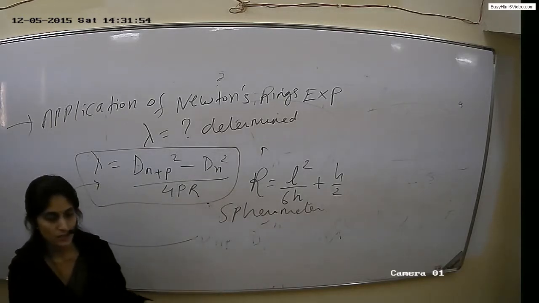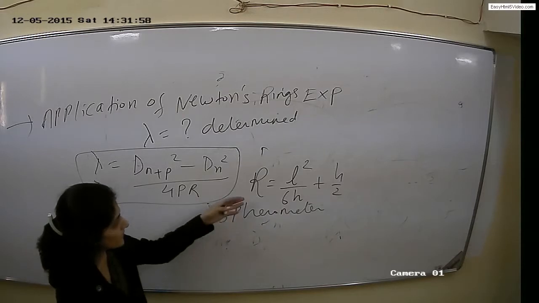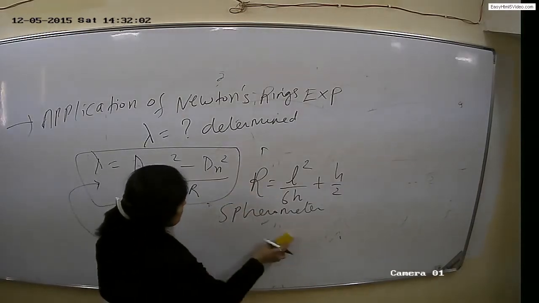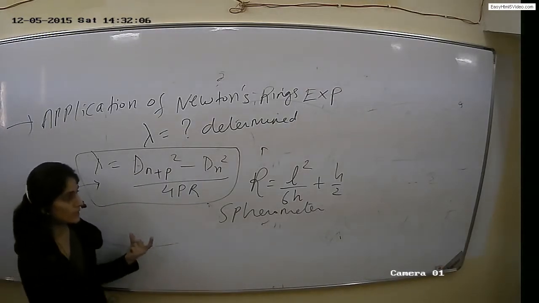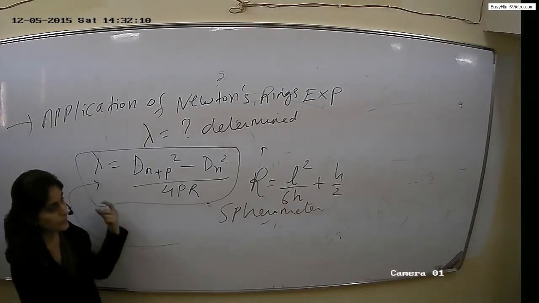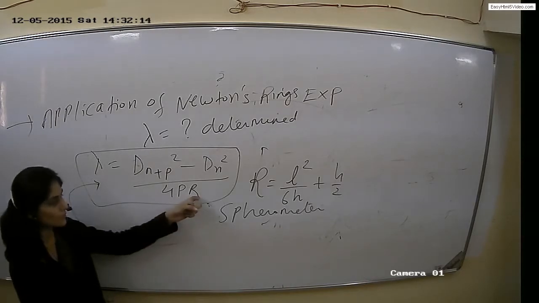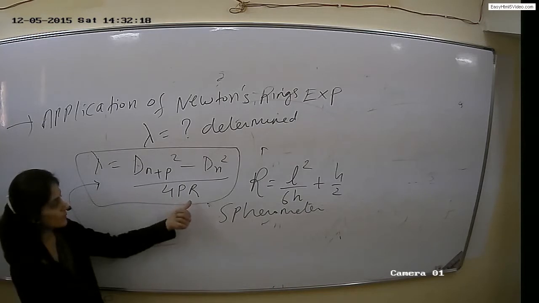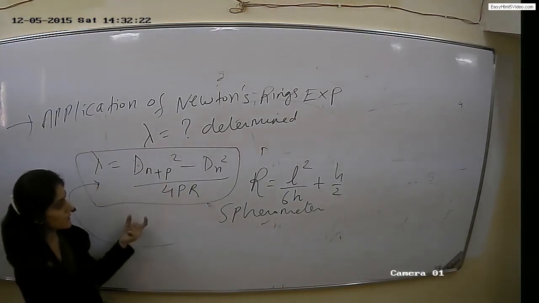We place the lens on top of the spherometer, and the height from that is h. So this is the formula. Basically, we use it in the laboratory when we do Newton's ring experiment in the lab. We use this formula to calculate the radius of curvature of the plano-convex lens. Lambda is known, so either we can calculate the radius of curvature or we can calculate lambda. We will use this formula.